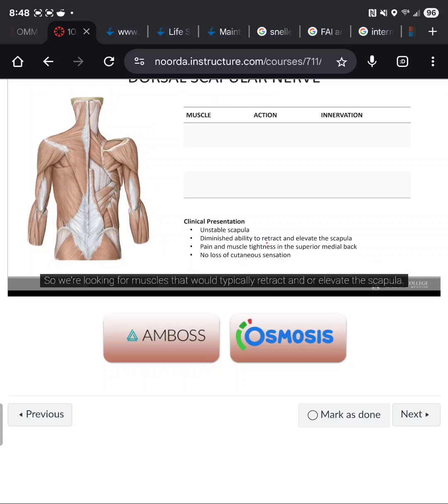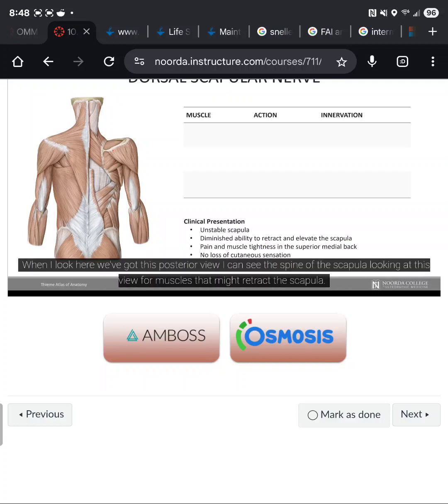So we're looking for muscles that would typically retract and or elevate the scapula. When I look here, we've got this posterior view. I can see the spine of the scapula. Looking at this view for muscles that might retract the scapula, it looks like this muscle here, if it was to shorten, it would retract the scapula or pull it closer to midline. Same with this smaller muscle up above. If that was to shorten, it would pull the scapula closer to midline. And then looking for a muscle that would elevate the scapula, it looks like this muscle here coming off the superior angle. If it was to shorten, it would elevate or raise the scapula.